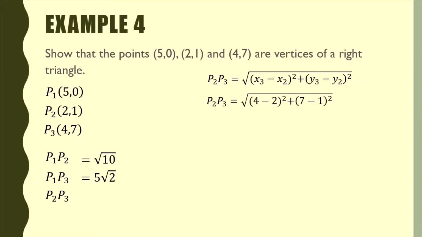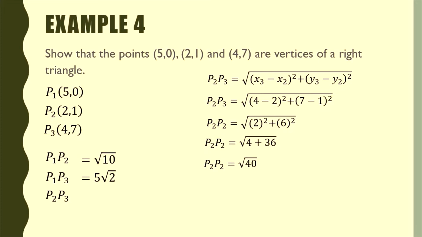So we have square root of 4 minus 7 squared plus the quantity of 7 minus 1 squared. Simplify the values inside the parentheses, you will get square root of 2 squared plus 6 squared. Simplifying them, you will get square root of 4 plus 36. Next is adding the two, you will have square root of 40. Simplifying square root of 40, you will get square root of 4 times 10. Extracting the square root of 4, you will get 2 square root of 10. So therefore, the side p sub 2 to p sub 3 has a measurement of 2 square root of 10 units. Now we are done getting the measurement of the sides of our triangle.